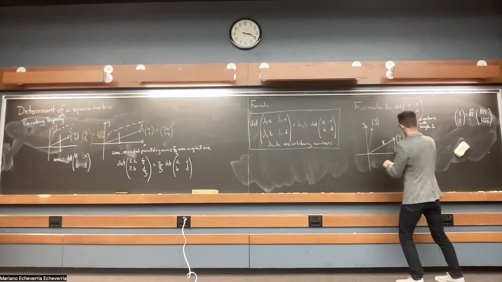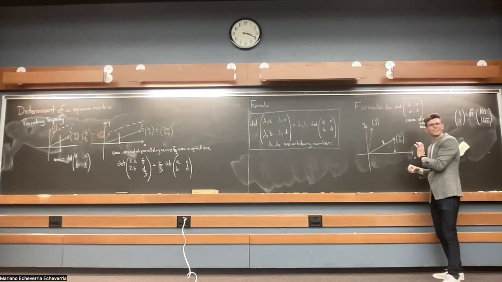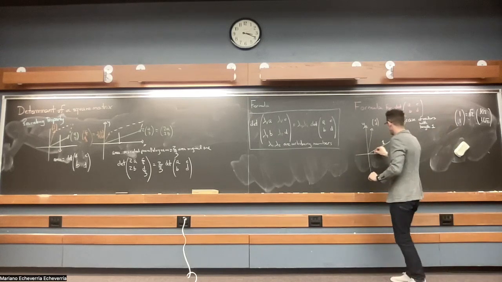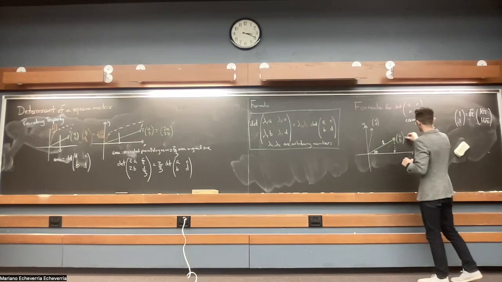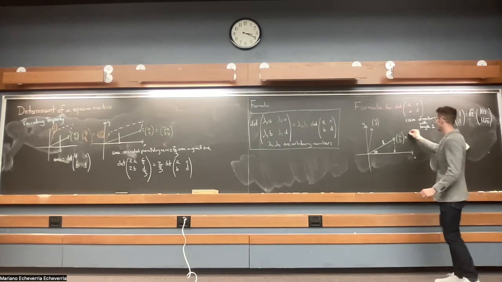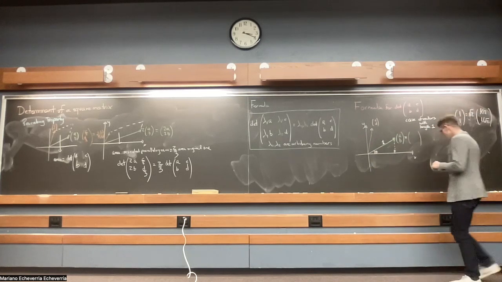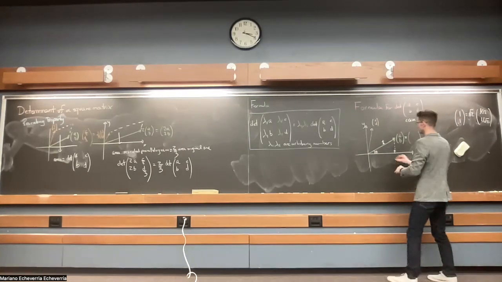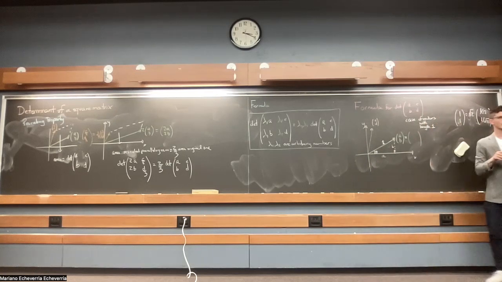So if this hypotenuse has length 1, and we call this angle theta, how can I write A and B in terms of theta? Anyone remember how this works? So A would be the horizontal side. So A is this one and B is this one. So what are A and B in terms of theta, using trig functions?